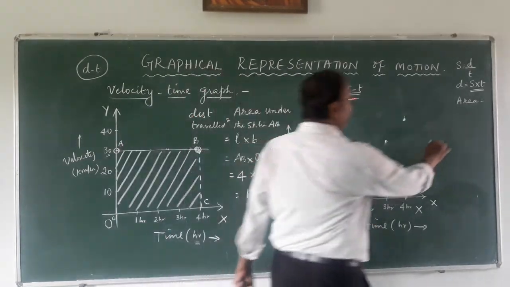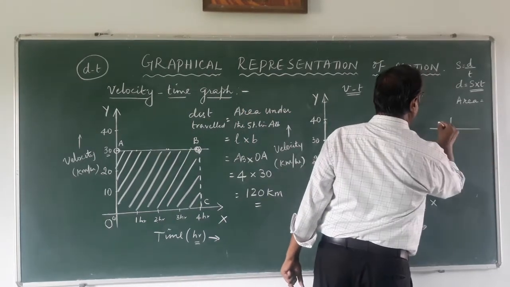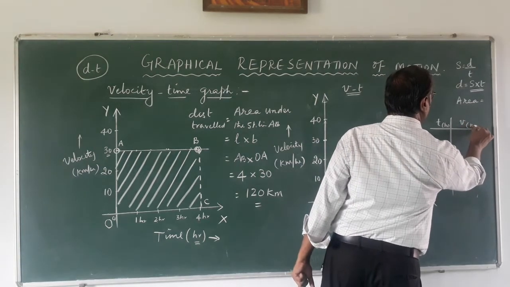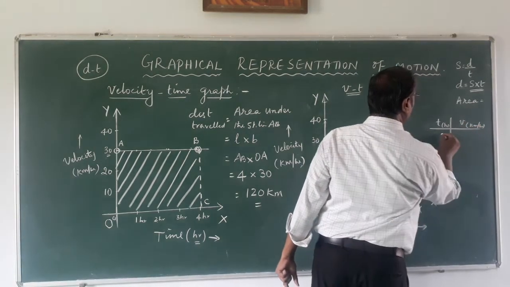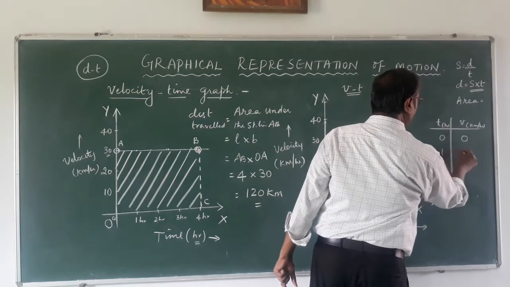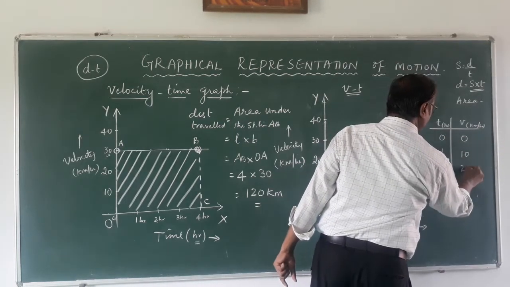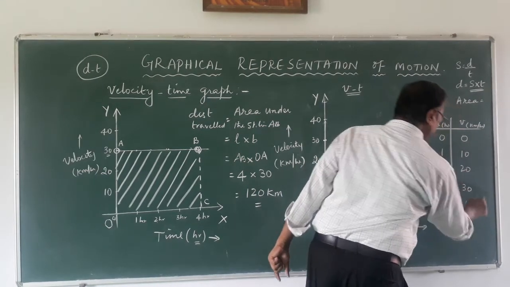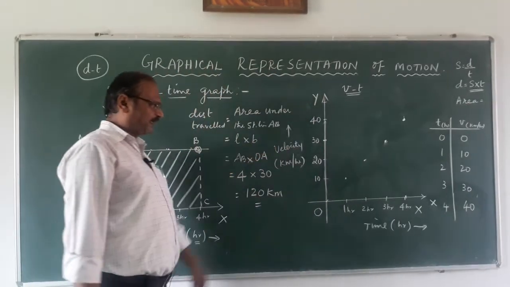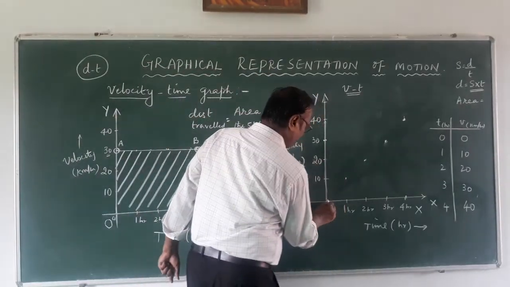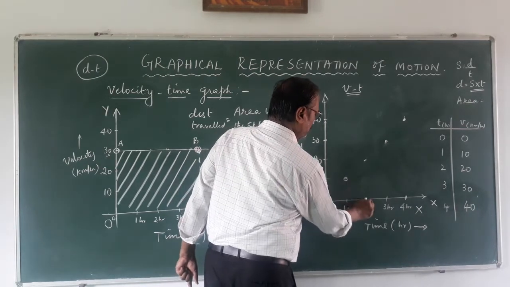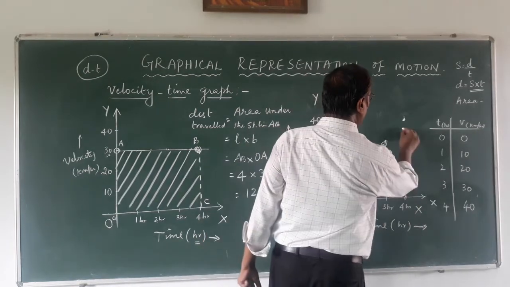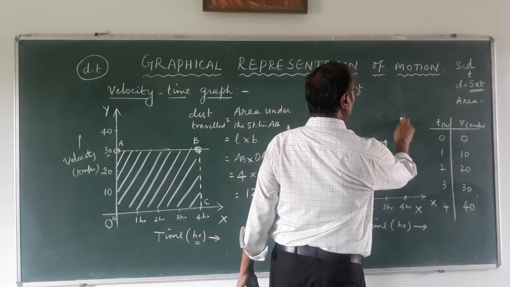Let us say I have a data with me, right? The time, which is in hour, and I have got velocity, which is in kilometer per hour. Okay? Now 0, 0, 1, 10, 2, 20, 3, 30, 4, 40. Let us say this is the data I have got. I have to plot the graph. 0, 0, then 1, 10, 2, 20, 3, 30, 4, 40. Fine. So these are the plots I have done.